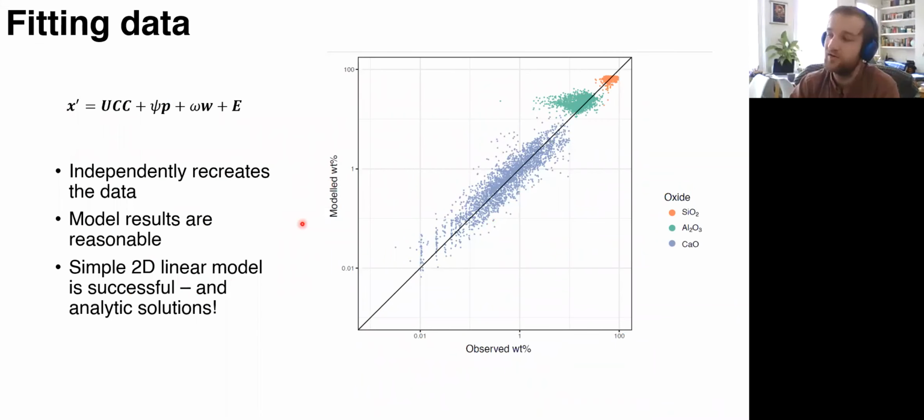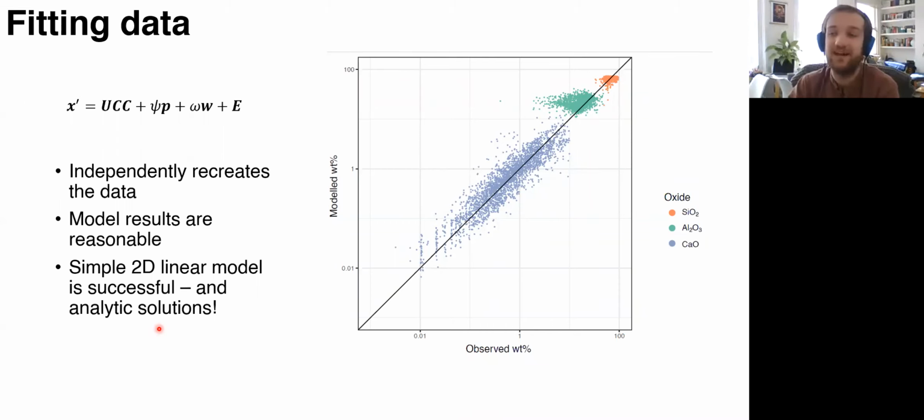And here we just have the observed weight percent composition of every sediment in our little compilation, and then the fitted composition of that data in our model. And as you can see, it lies pretty perfectly along a 1-to-1 plot, which suggests we're recreating the data quite well and we're extracting the most significant signals. So what this means is a simple 2D linear model is successful in explaining most of the variability in the major element composition of sediments, and very helpfully for us, it has analytical solutions.